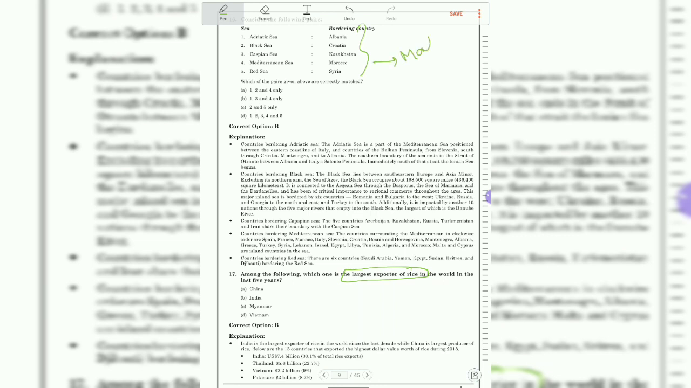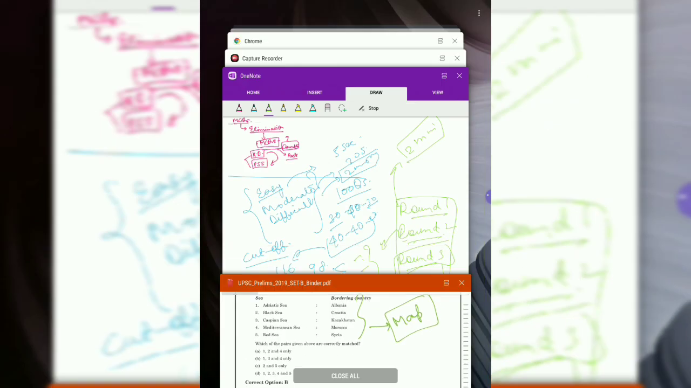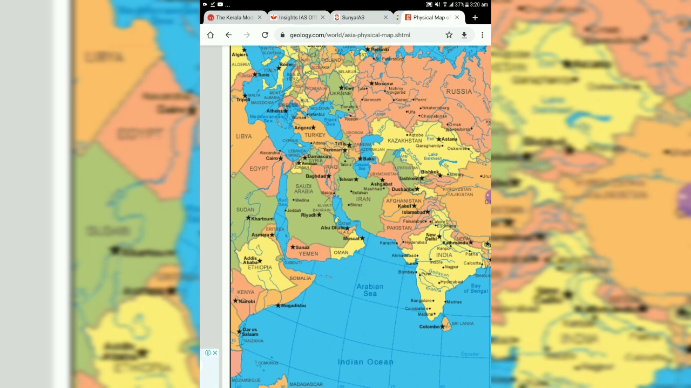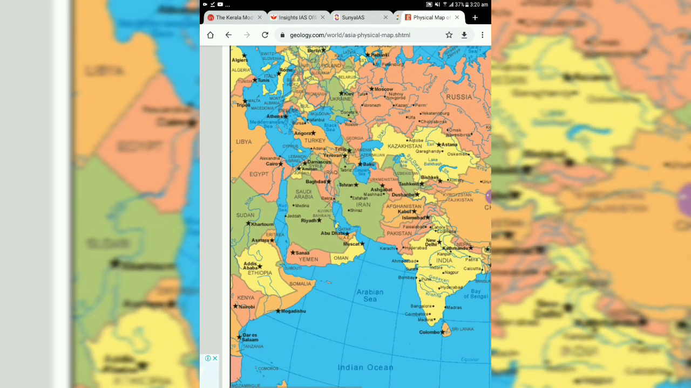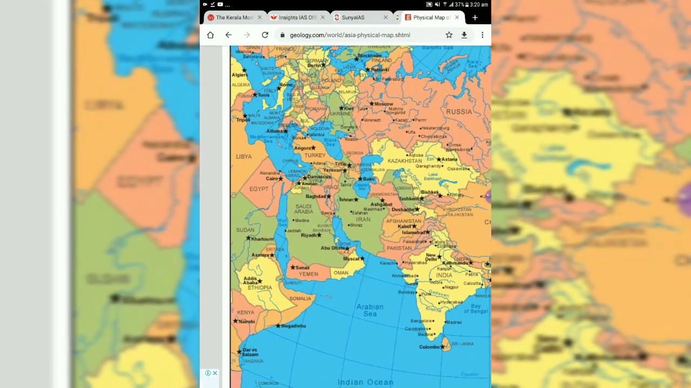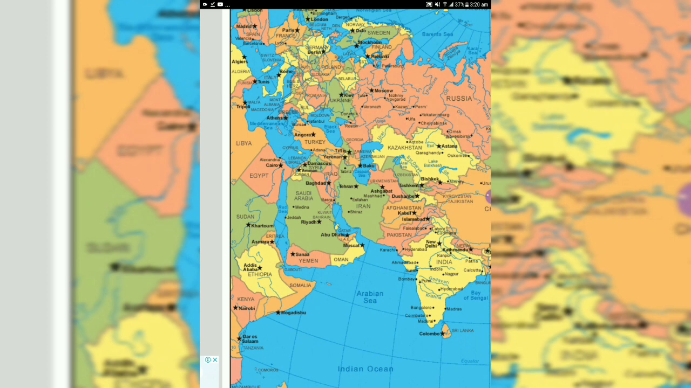Map based questions are so much in demand, map and what was in the news. Generally in this question, Adriatic Sea, Black Sea, Caspian Sea, these are there, right? So we'll move to the map. What seas are there? They have talked about the Red Sea, Black Sea, Caspian Sea, right? So just try to see the seas and locate the country.